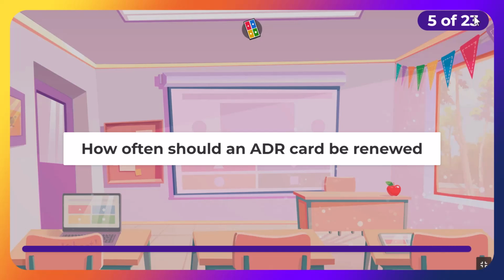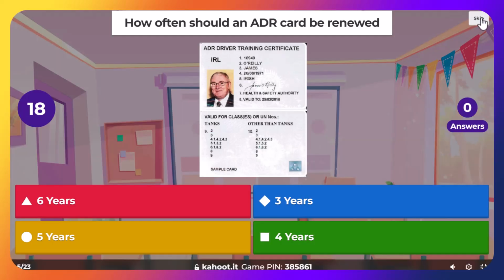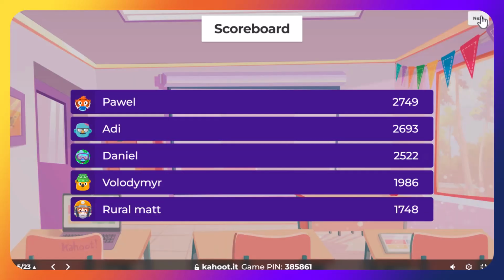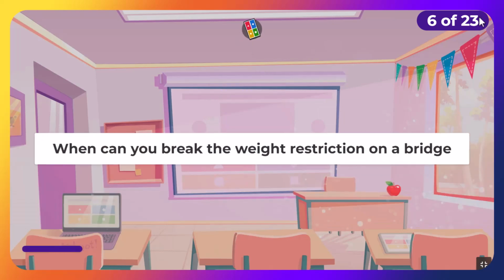Remember what I told you, if you don't know the answer, what do you go for? Oh, yeah. Where can you break the weight restriction on the bridge?